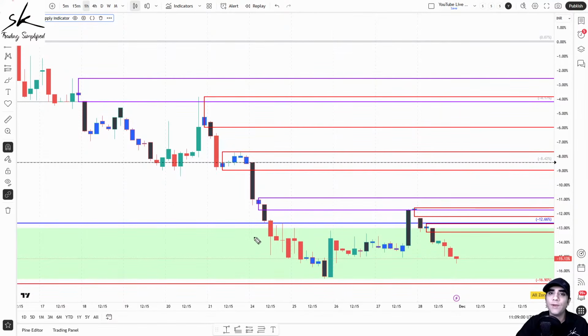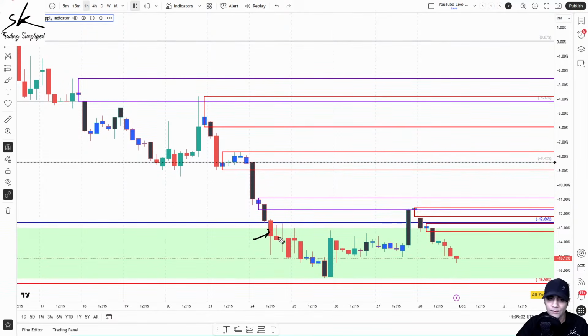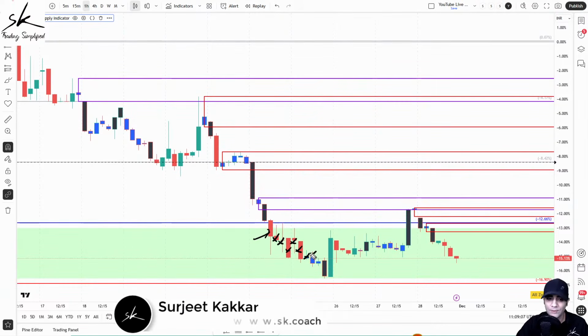So let's assume you were waiting for a very bullish candle. This candle is not very bullish, this is not very bullish, this is not very bullish. So all these candles which I'm crossing, none of them are very bullish candles. So this was the very first candle which was a very bullish candle after the prices entered the zone.